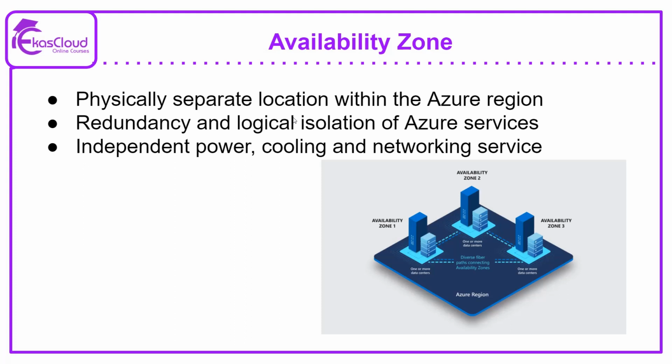Again, each zone is connected with a high performance network. They help your data stay synchronized and accessible when things go wrong. Each zone is also equipped with independent power, cooling, and network services. So if one zone is affected, the other two zones will support the data.